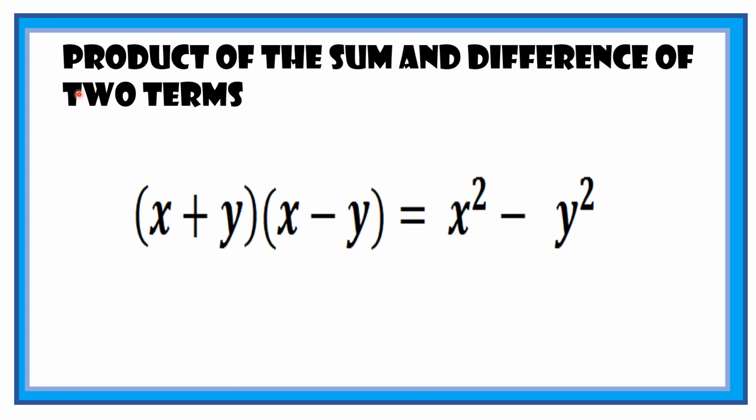Next is the product of the sum and difference of two terms. The expressions quantity x plus y and the quantity x minus y are binomials with the same terms. One is the sum and the other is the difference. The product is the difference of the squares of these terms. So we have x squared minus y squared.